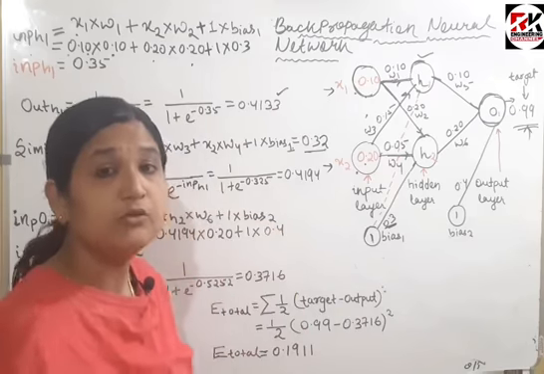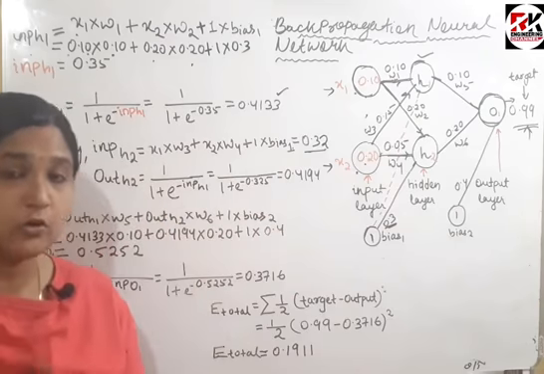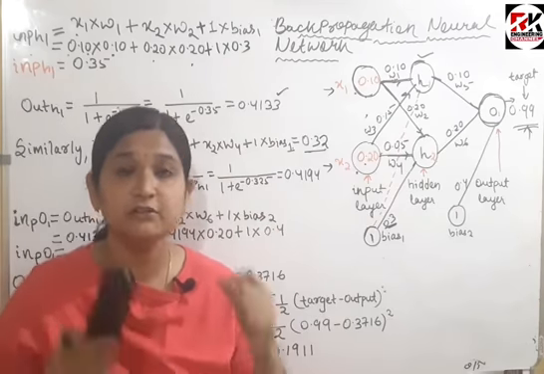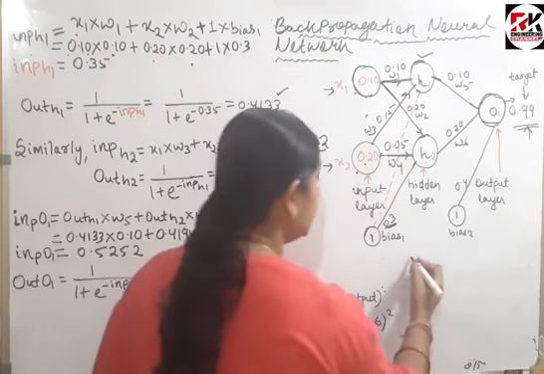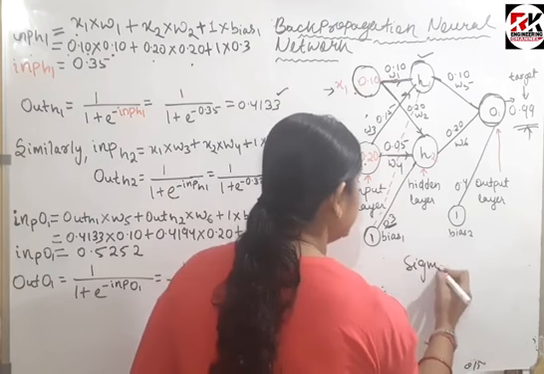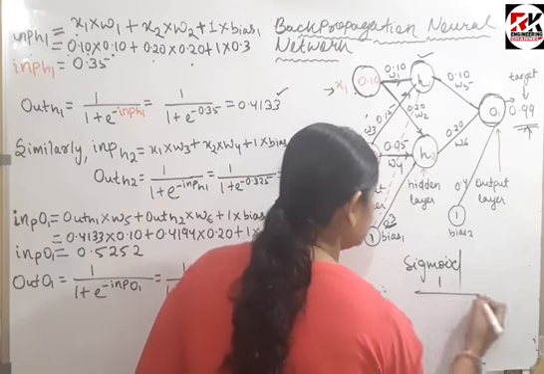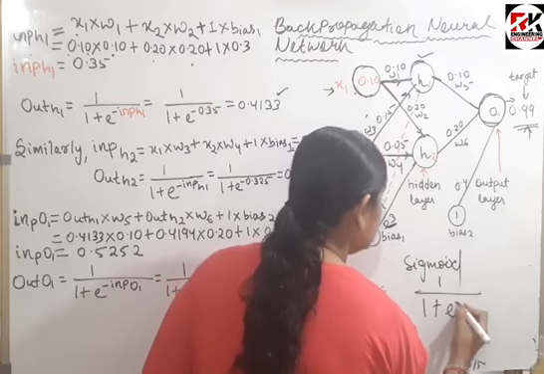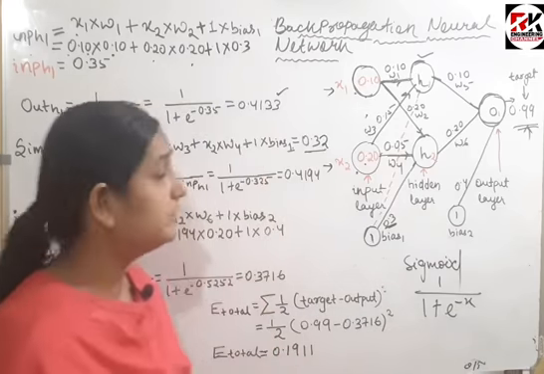Now it is time to calculate the output of H1 and H2. As I told you, whenever calculating the output you have to make use of your activation function. Here I am using the sigmoid activation function, and the formula is 1 divided by 1 plus e to the power minus x.